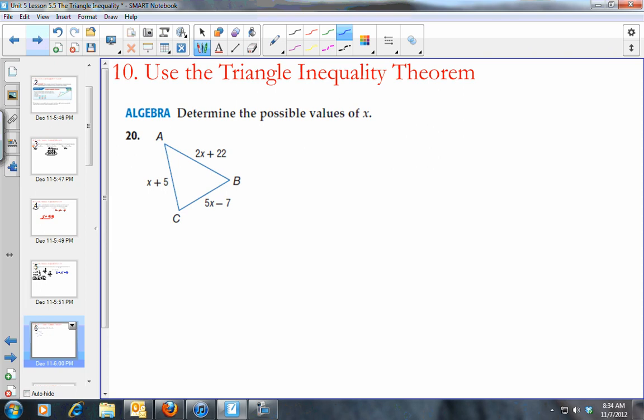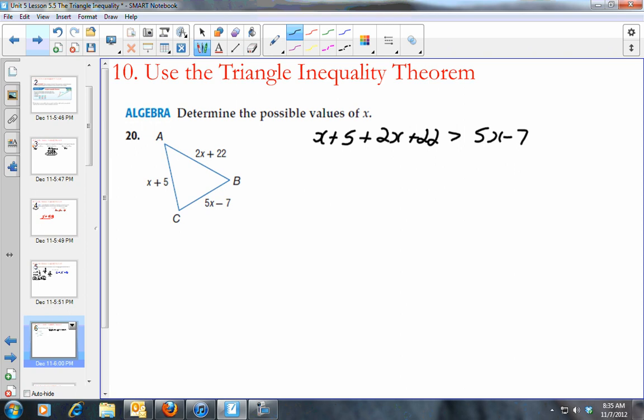All right, number 20. It says determine the possible values of x. All right, well, let's see here. I know that the sum of any two has to be greater than the third. So let's just start trying some things, okay? If I take these two, x plus 5 plus 2x plus 22, that's got to be greater than 5x minus 7, doesn't it? Remember how you solve an inequality? Just like solving an equation, isn't it?